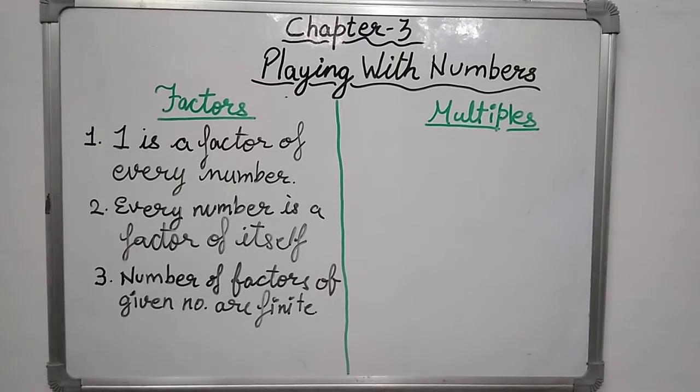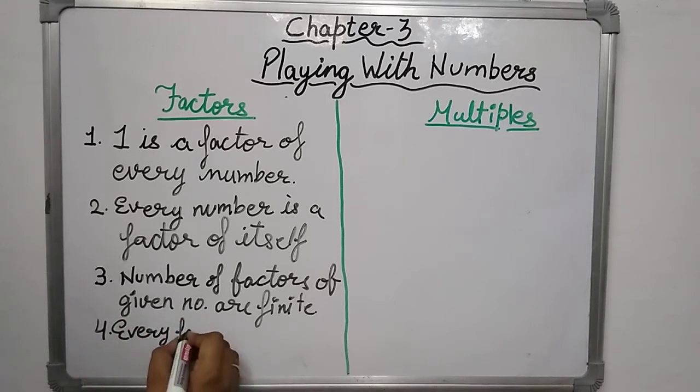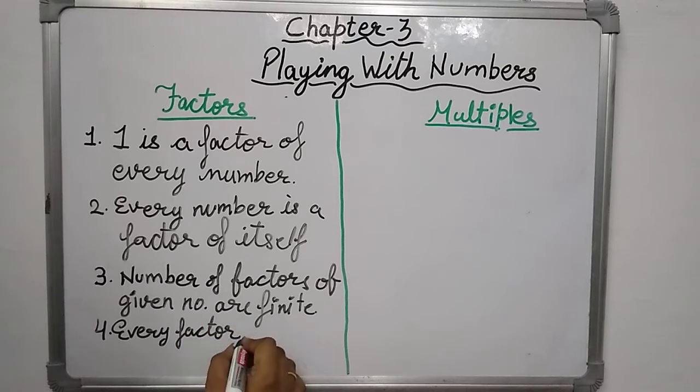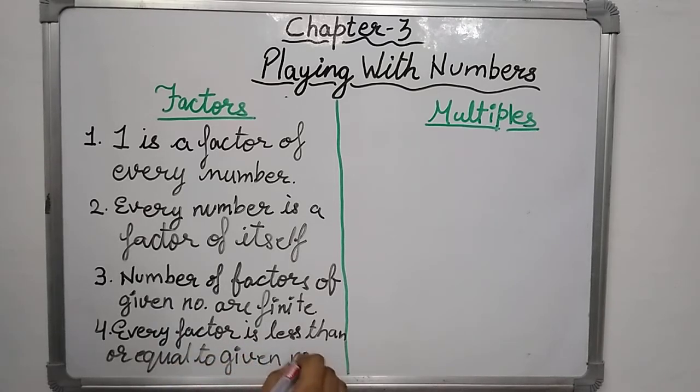Number 4, every factor is less than or equal to the given number, which means all the factors of any number are less than or equal to that particular number. Factors cannot be greater than that number.